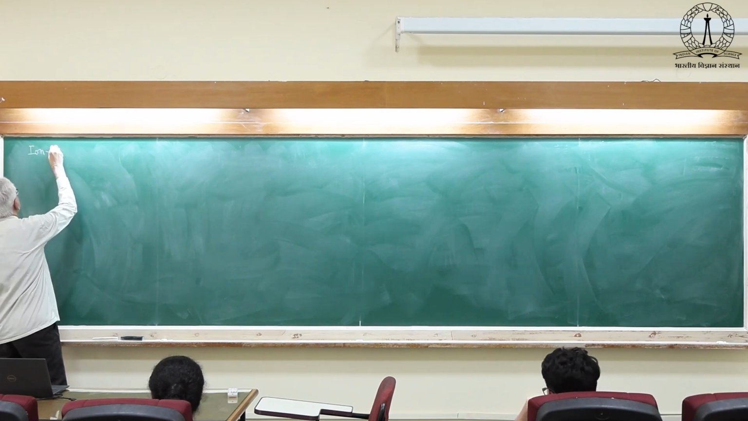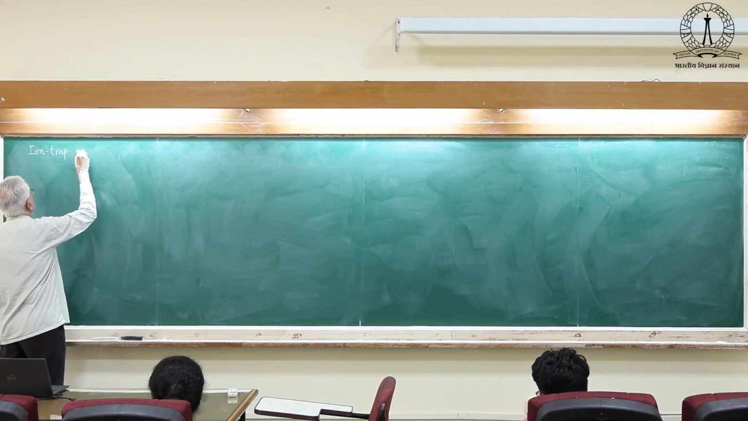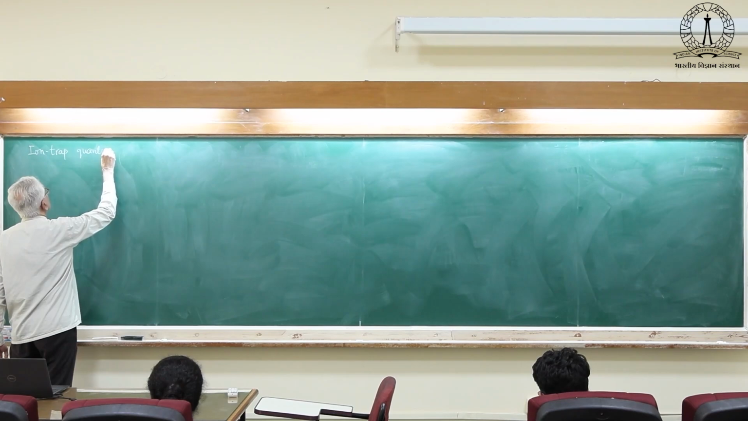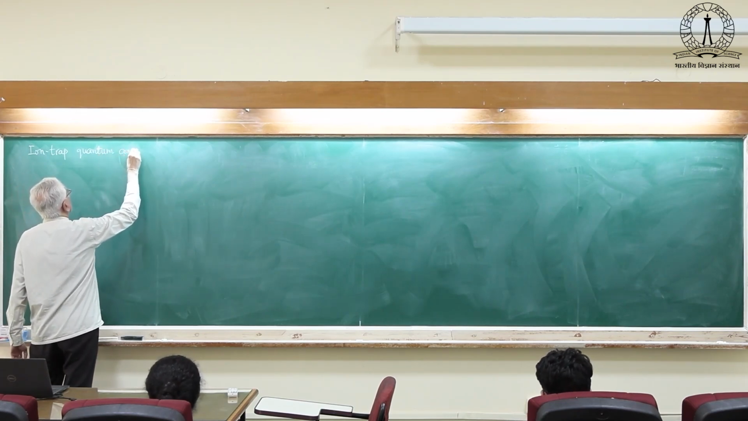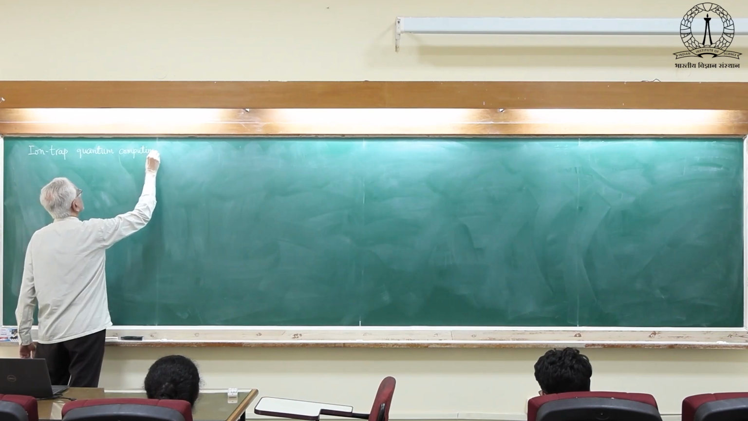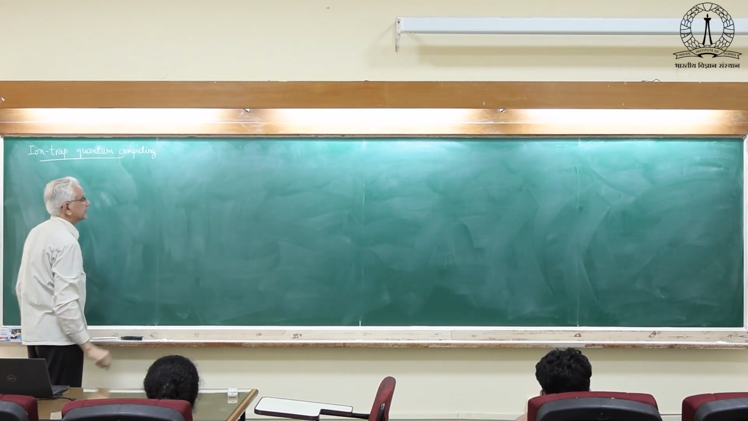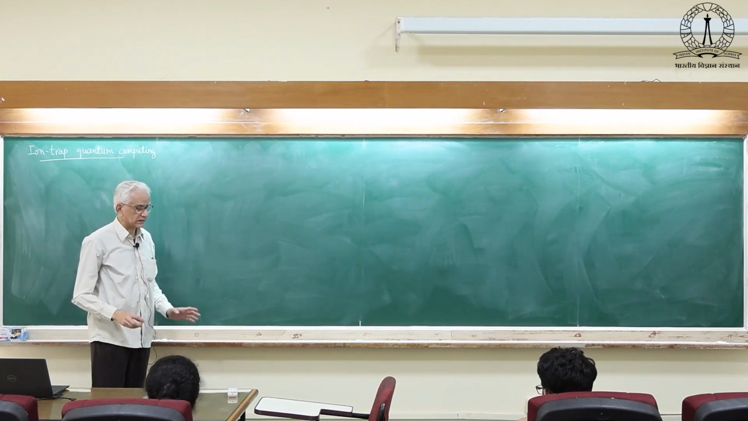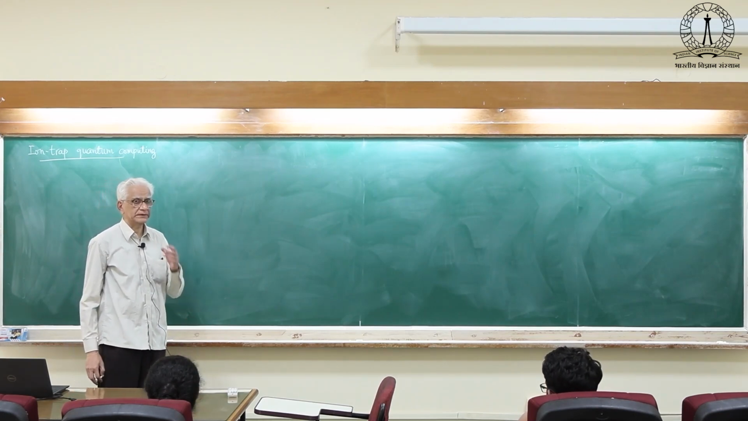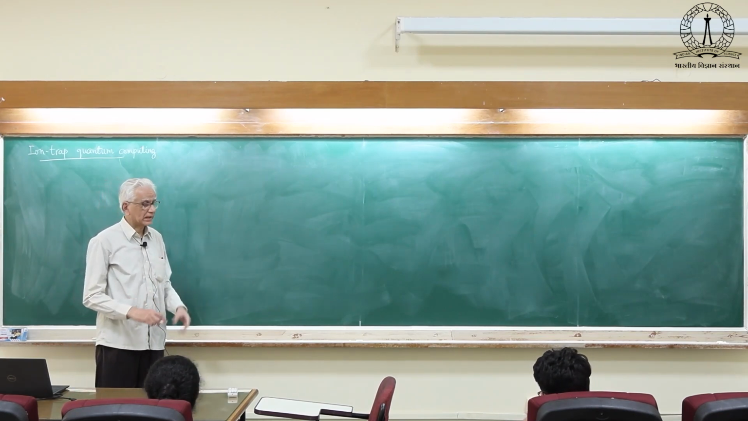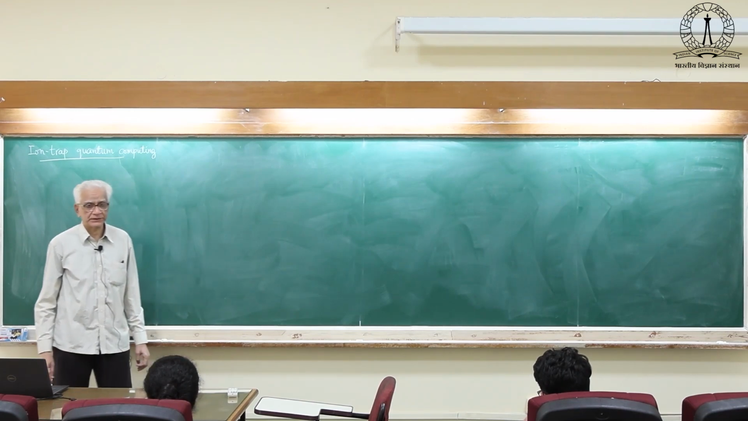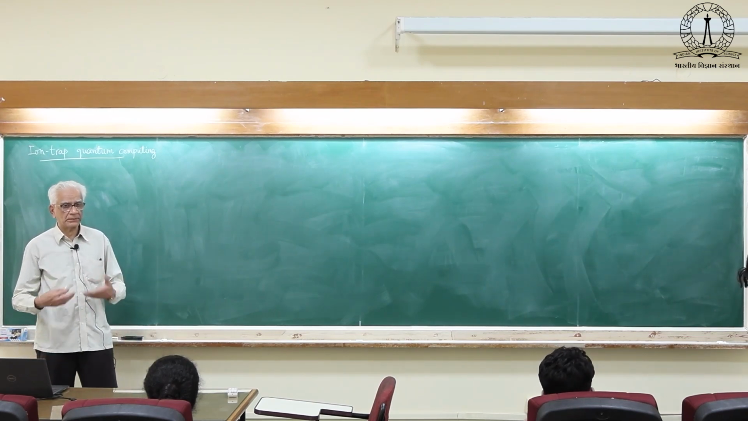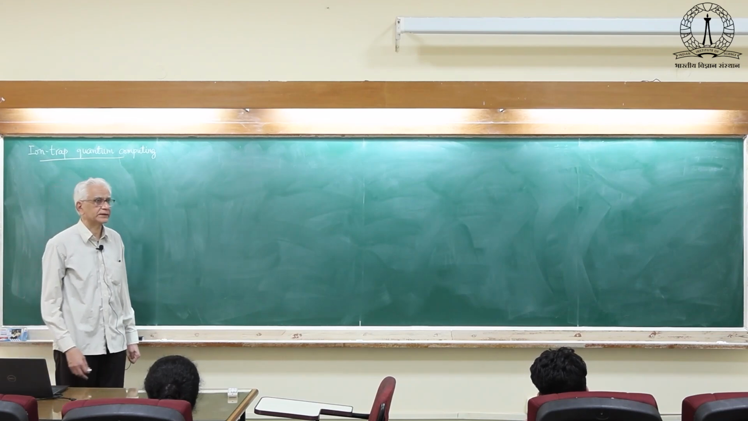So in the last lecture, I started discussing ion trap quantum computing, and what I described was essentially the structure of the trap, which arranges the ions essentially in a linear chain. And now I will discuss how the quantum operations are implemented on that linear chain.